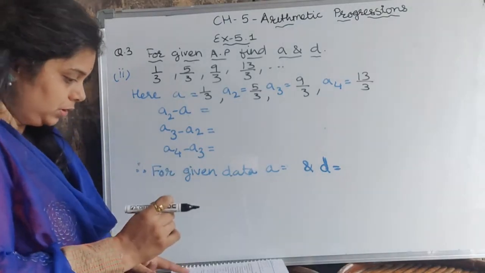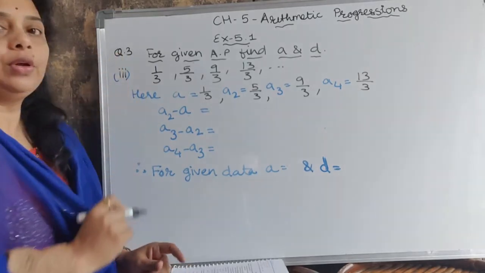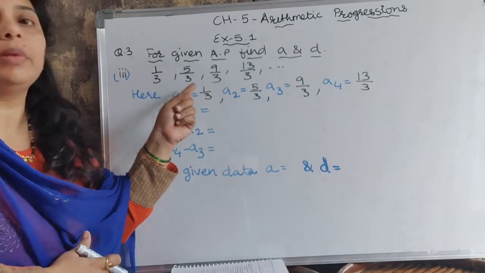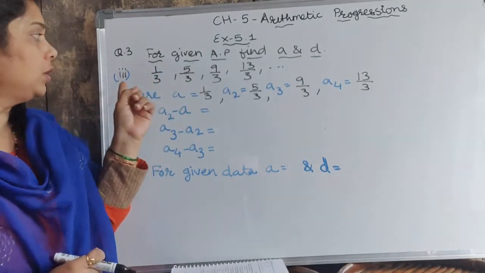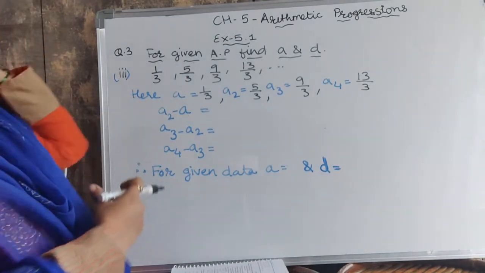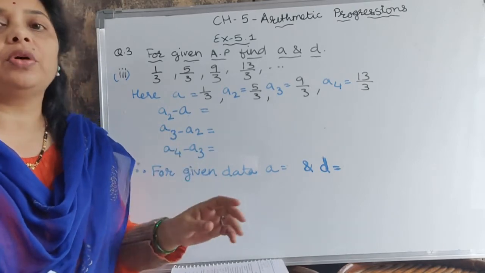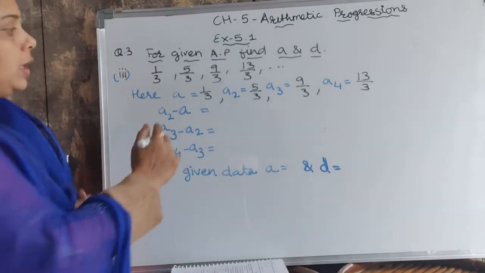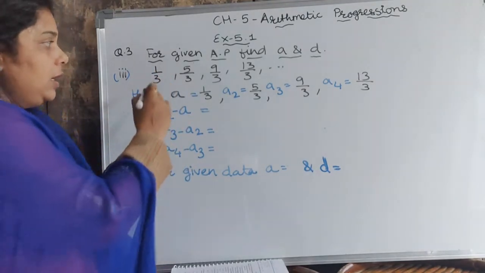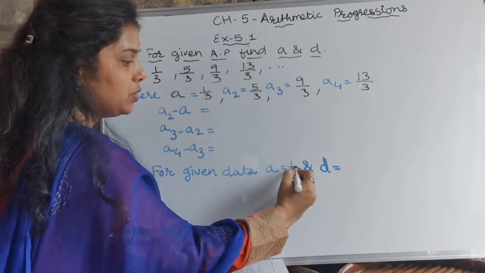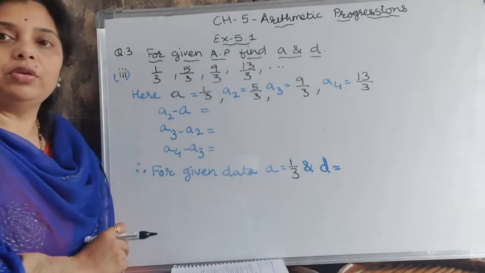Now the next one, this is the third one. In the third one, it is 1 by 3, 5 by 3, 9 by 3, 13 by 3 and onwards. This is the AP for the third sum. Now, do not get afraid by seeing the fraction numbers. Same method you have to apply and you can get the values A and D. A we already have, it is 1 by 3. So first of all, we just write 1 by 3 as the value of A.